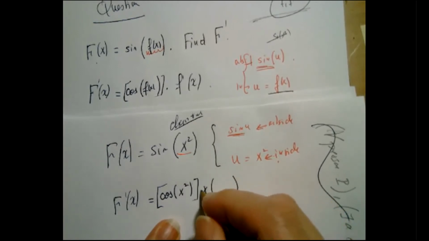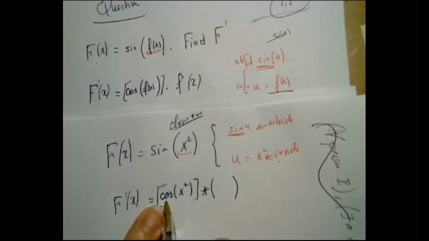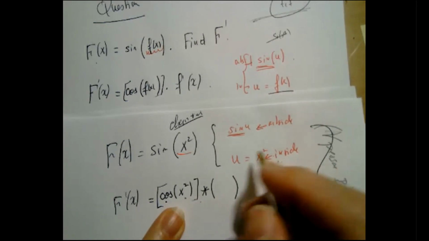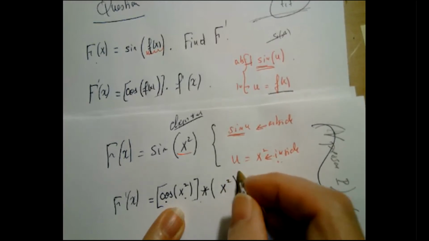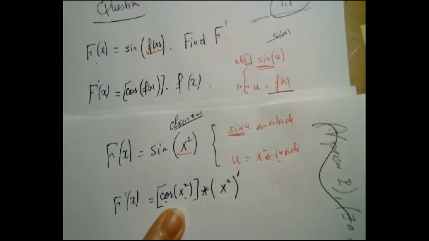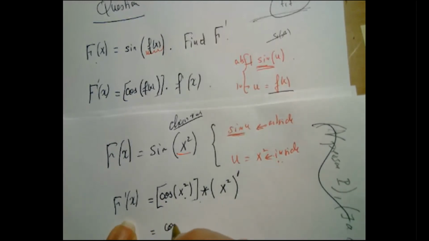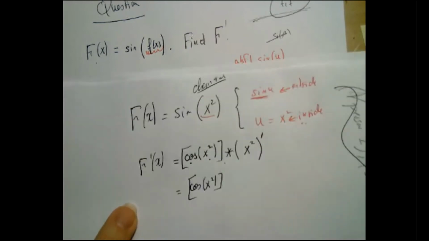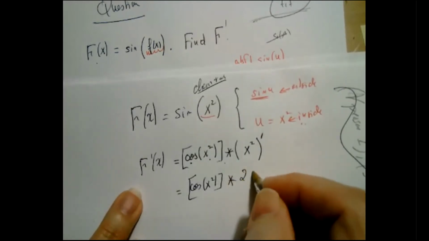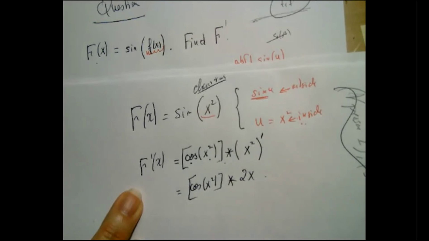The chain rule is a product. The derivative of the outside, you evaluate at the inside, and you multiply it by the derivative of the inside. Oh, okay. It means it's cosine x squared times 2x. Got that? Yes. Thank you.